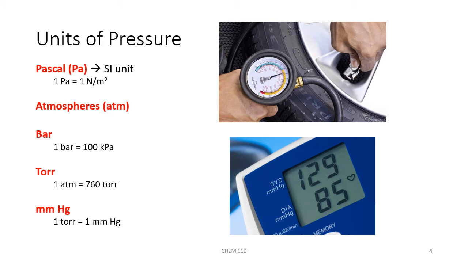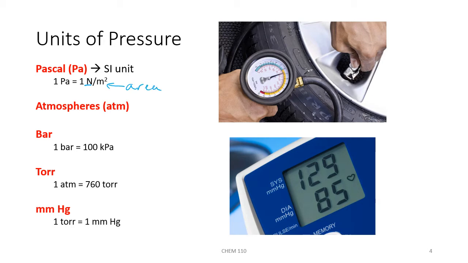There are many different units of pressure. You're going to want to be familiar with these units and be able to interconvert between them if you are given the conversion factors. The SI unit for pressure is the Pascal. The Pascal is abbreviated with capital P, lowercase a, and it's defined as the force per area. Force is measured in units of newtons, which is what the capital N represents, per meter squared. Meter squared would be our area.